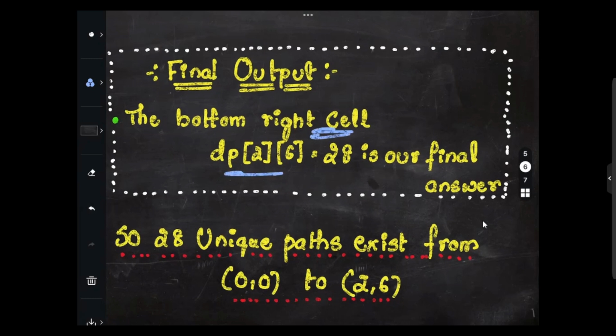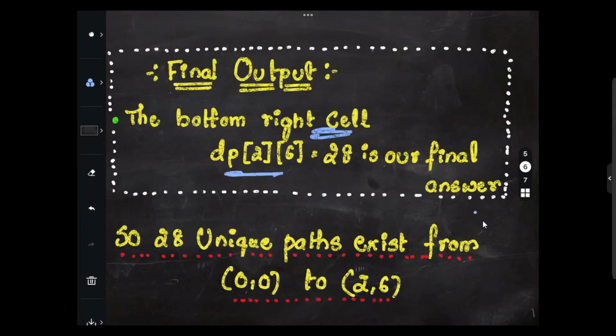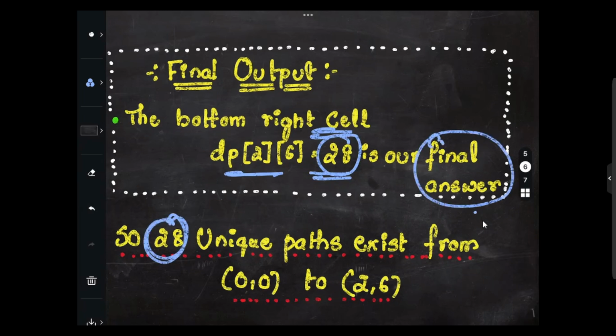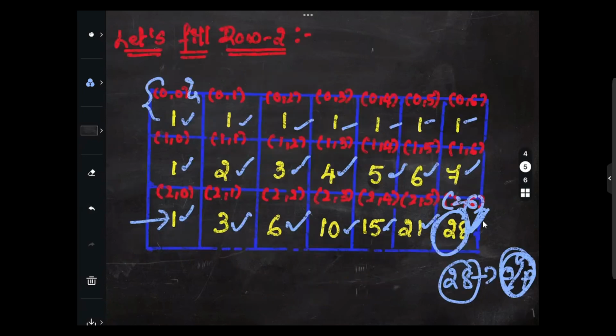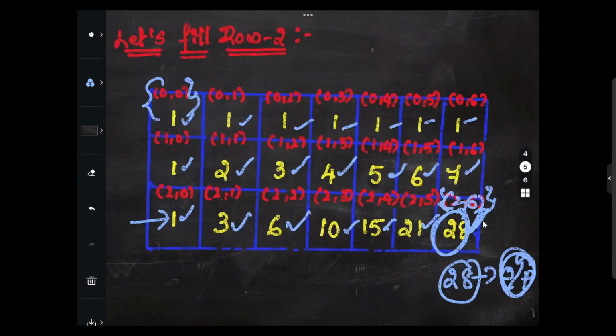Basically, the bottom right cell, this is nothing but dp of 2, 6, right? Here you can clearly see the cell coordinates. dp of 2, 6 is 28. This one is our final answer. So we have 28 unique paths that exist from 0, 0 to 2, 6. I said we'd be discussing this in the approach, and now we know how we got 28. We have 28 unique ways.